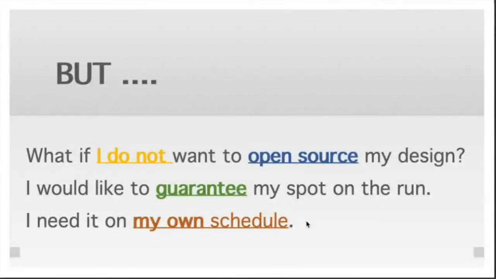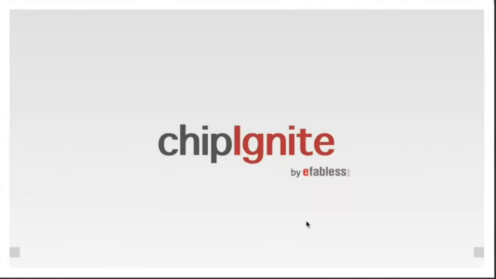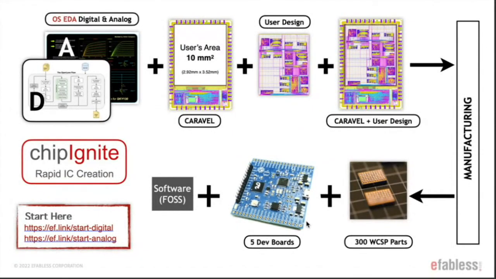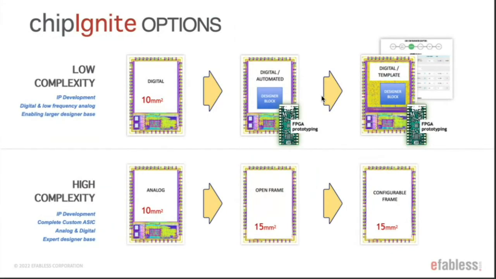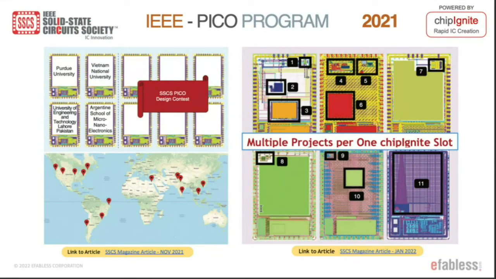One of the limitations in general is, what if I don't want to open source my design, and I would like to guarantee my slot on a shuttle, and I would like to control the time. So Efabless created Chip Ignite, which is exactly the same offering that Google is funding, with the exception that you can choose your own license for commercial application or otherwise. And we created additional options where you can also get a complete frame that gives you more area and flexibility to add your own designs.